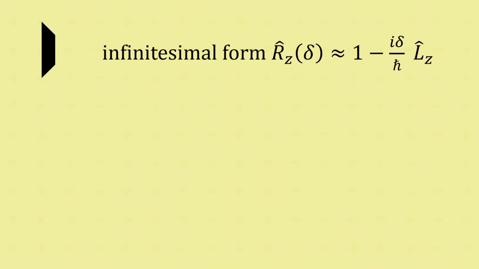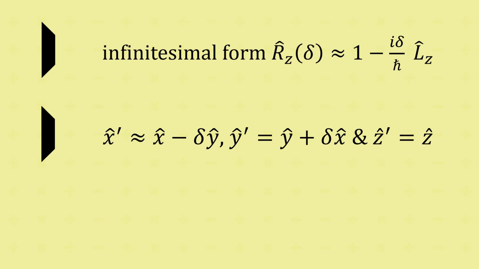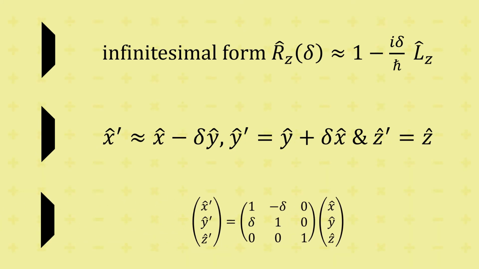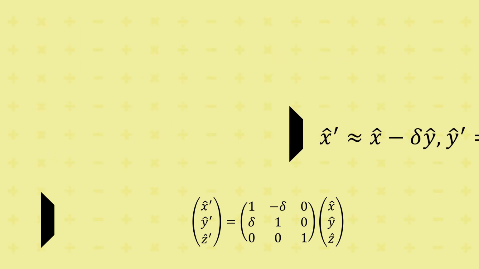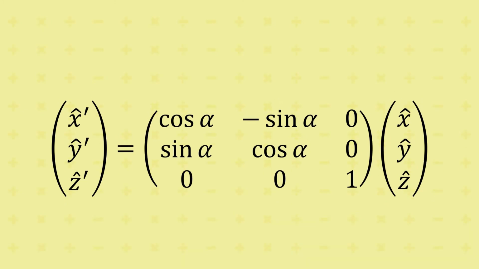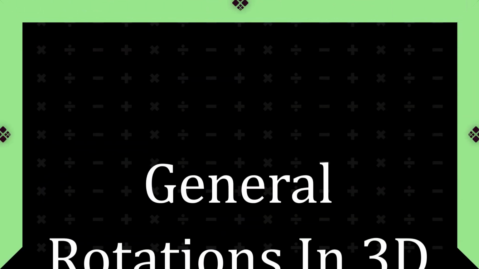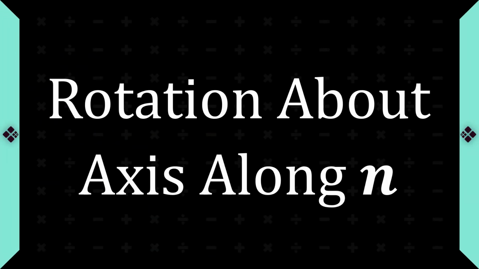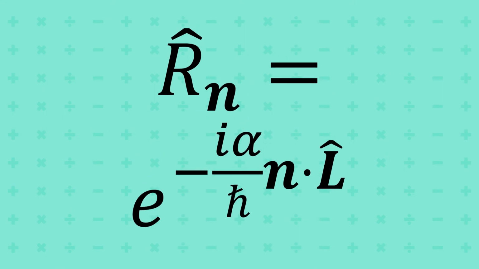So we call the z component of the angular momentum the generator of rotations about the z-axis. To find out how position and momentum transform under rotation, we use the infinitesimal form of the operator. Then we get these equations for how the components of position transform under rotation about the z-axis. We can represent these equations using this matrix equation. For a general alpha, the matrix equation becomes this.